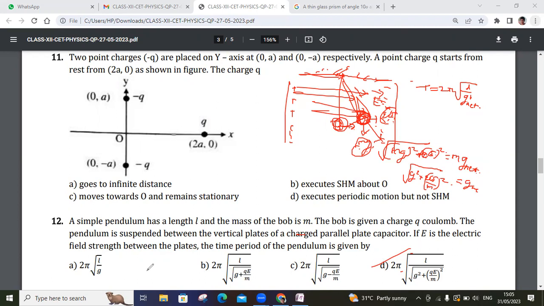If you check dimensionally also, this is dimensionally correct. But the simple case, 2 pi root of L by g without this electric field, may not be the answer. And if you take these other two options, they are not dimensionally correct, because dimensionally 2 pi root of L by g is correct, but this is 2 pi root of L by root g. Dimensionally, look, it will not be correct.